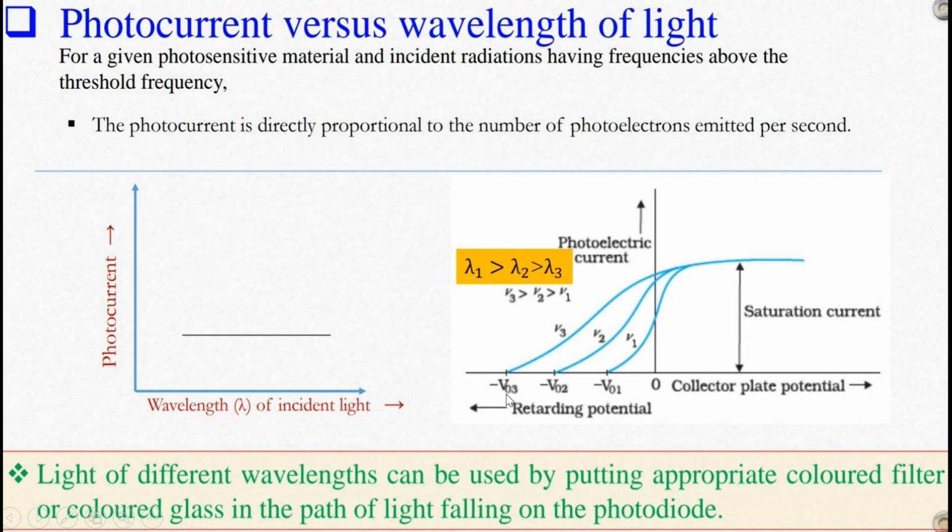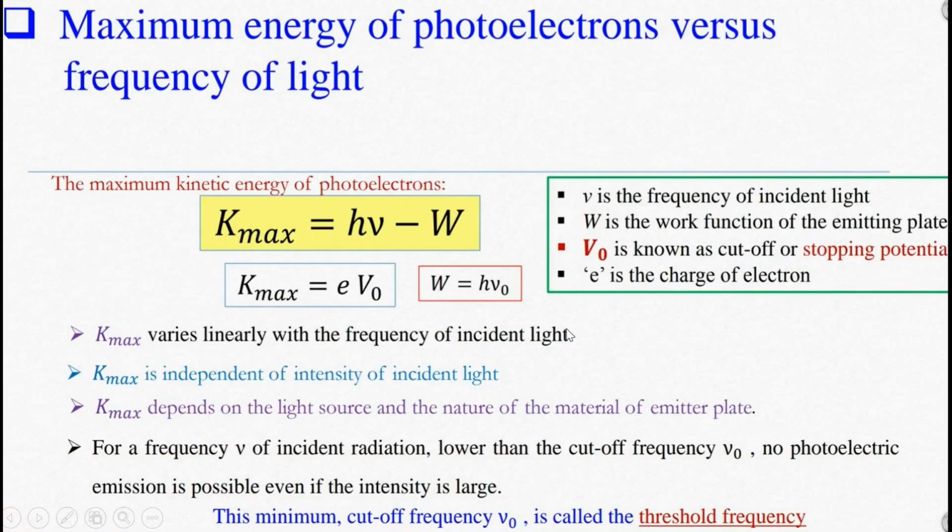Light of different wavelengths can be used by putting an appropriate color filter or colored glass in the path of light falling on the photodiode. Here the photoelectric current is directly proportional to the number of photoelectrons emitted, and the stopping potential also depends on the frequency of the incident radiation.